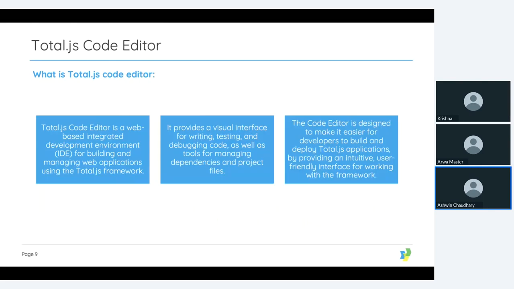And what is the code editor? The Total.js code editor is a web-based IDE, integrated development environment, for building and managing web applications using the Total.js framework. It provides a visual interface for writing, testing, and debugging code, as well as tools for managing dependencies and project files. The code editor is designed to make it easier for developers to build and deploy Total.js applications by providing an intuitive, user-friendly interface for working within the framework.